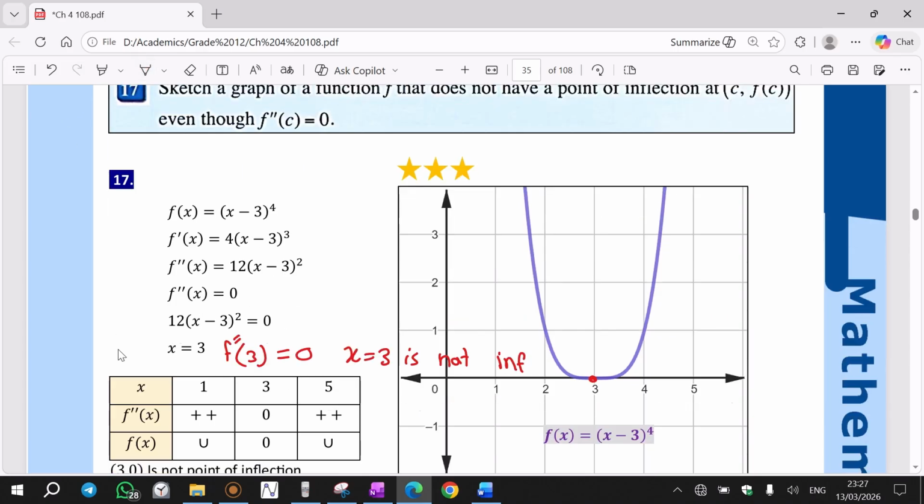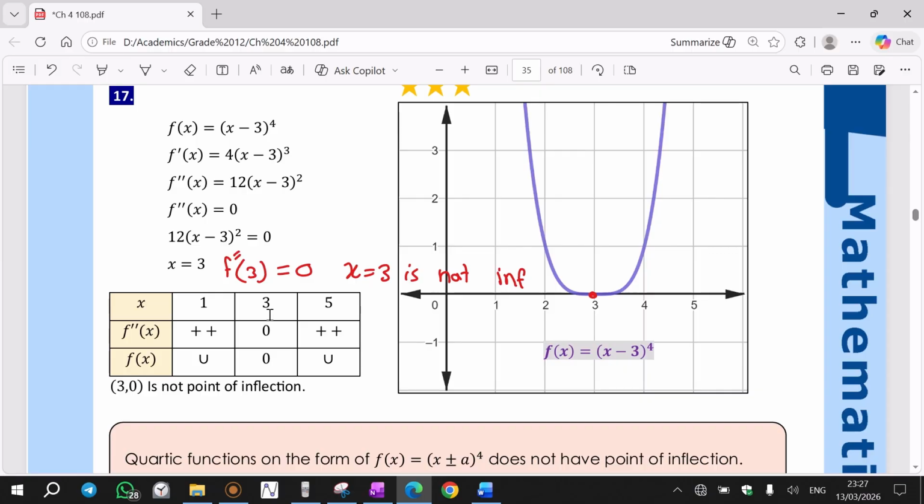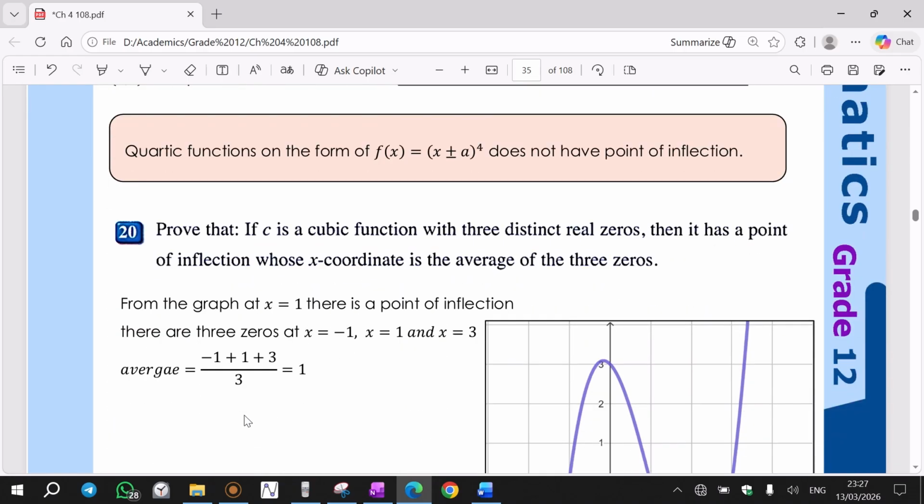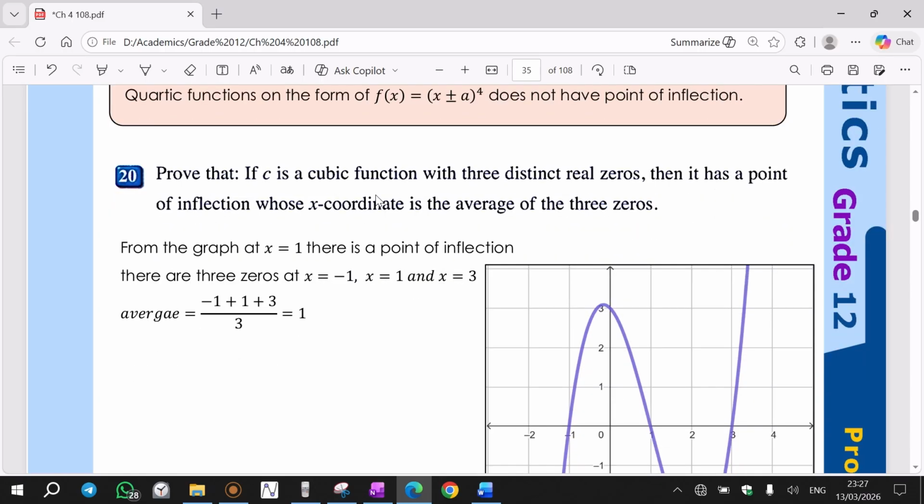And if we do it normally, making the table, you will see around 3, which makes the second derivative 0, both sides, right and left, are both positive, which means concave, concave. A point of inflection must be located between concave and convex, and the concave and convex should be connected. If they are not, then it's not inflection. This note is confirming the information. Quartic functions in the form of bracket plus or minus a number, x plus or minus a number, power 4 do not have a point of inflection.